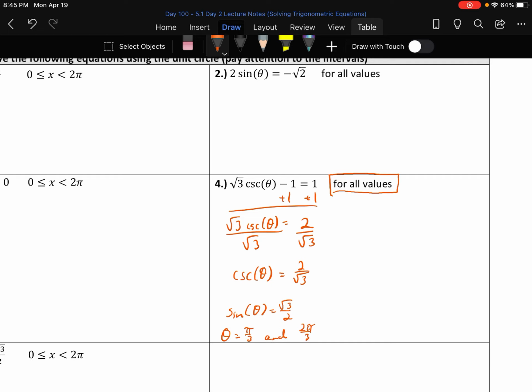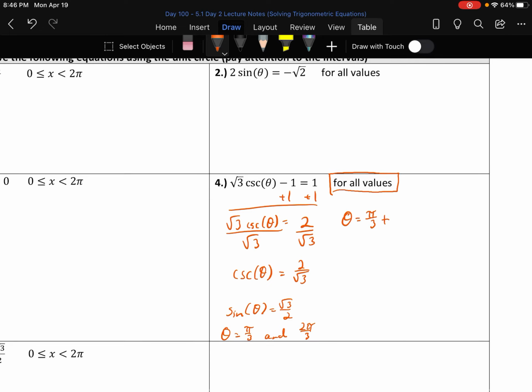So if we wanted to find more answers, we would just add or subtract 2 pi to pi over 3 and 2 pi over 3. Well, what if we wanted to generalize that? What if we were asked, what are all the solutions? Not just some of the solutions, but all the solutions? Once again, if all you need to do to find additional solutions is add or subtract 2 pi, that means we can describe all the solutions. That means all the solutions are either pi over 3 plus 2 pi k.